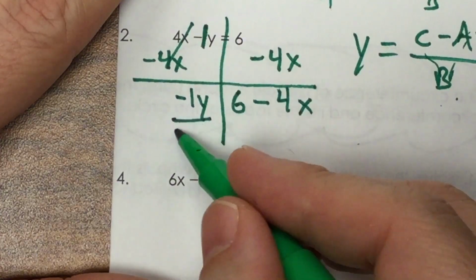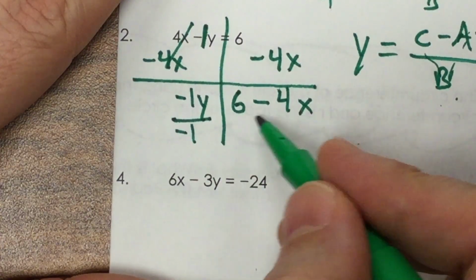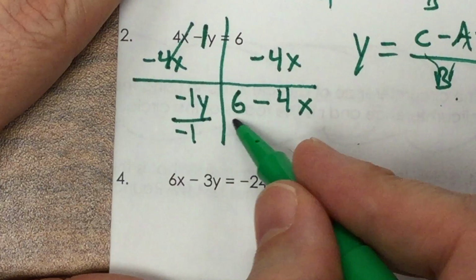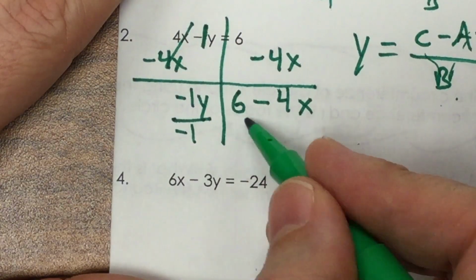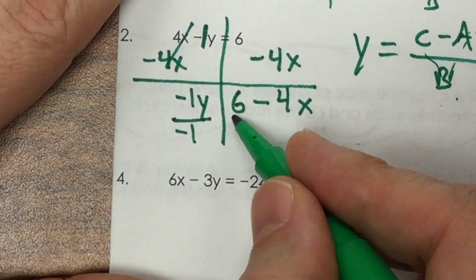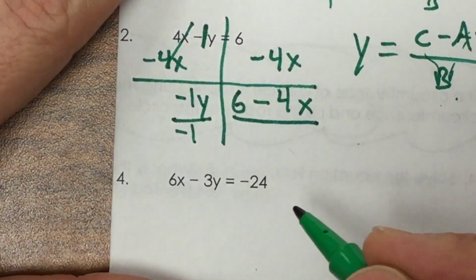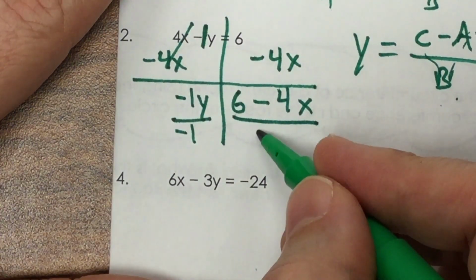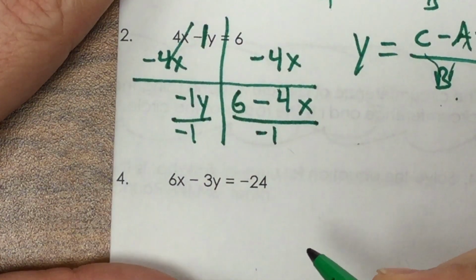Both sides divide by negative 1. And you can do it whichever way you want. You can do the long line across the whole thing, or you can do a line under each term. It's fine either way. I usually do this just because it's less writing.